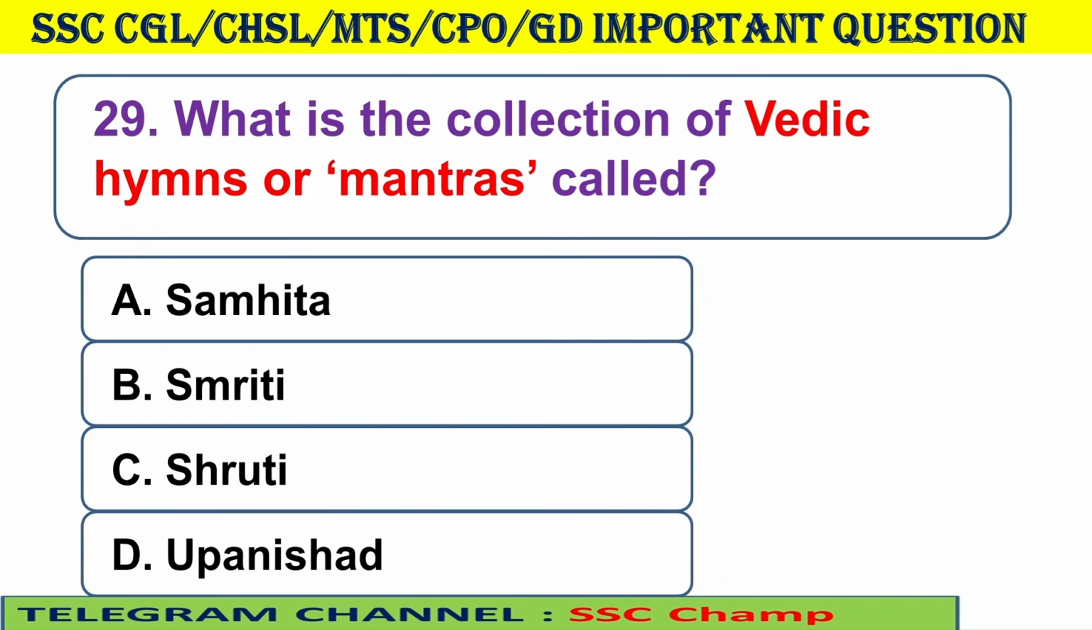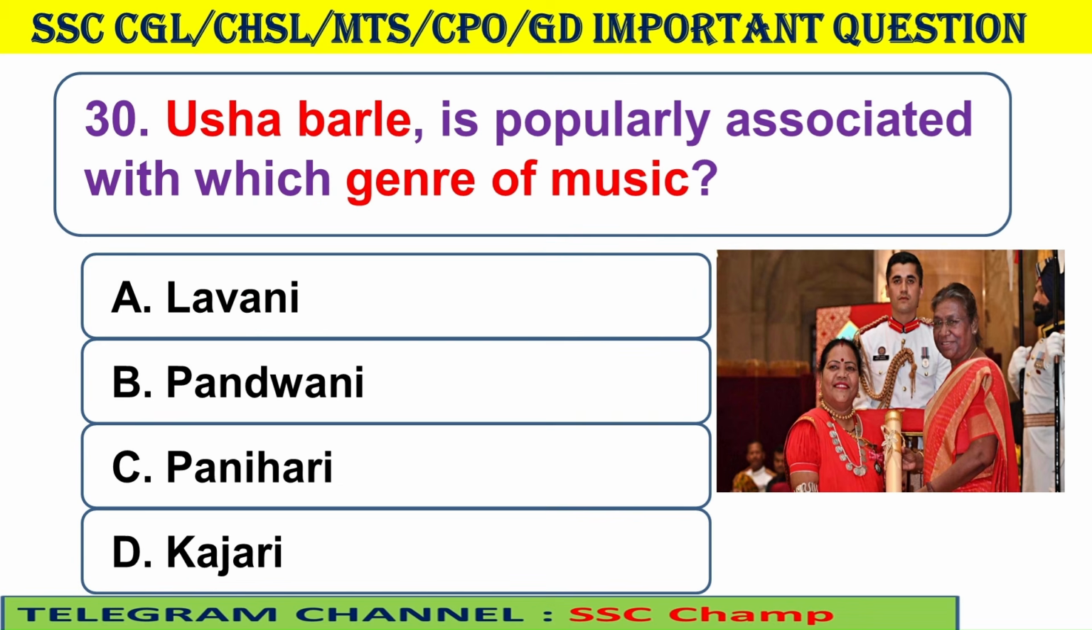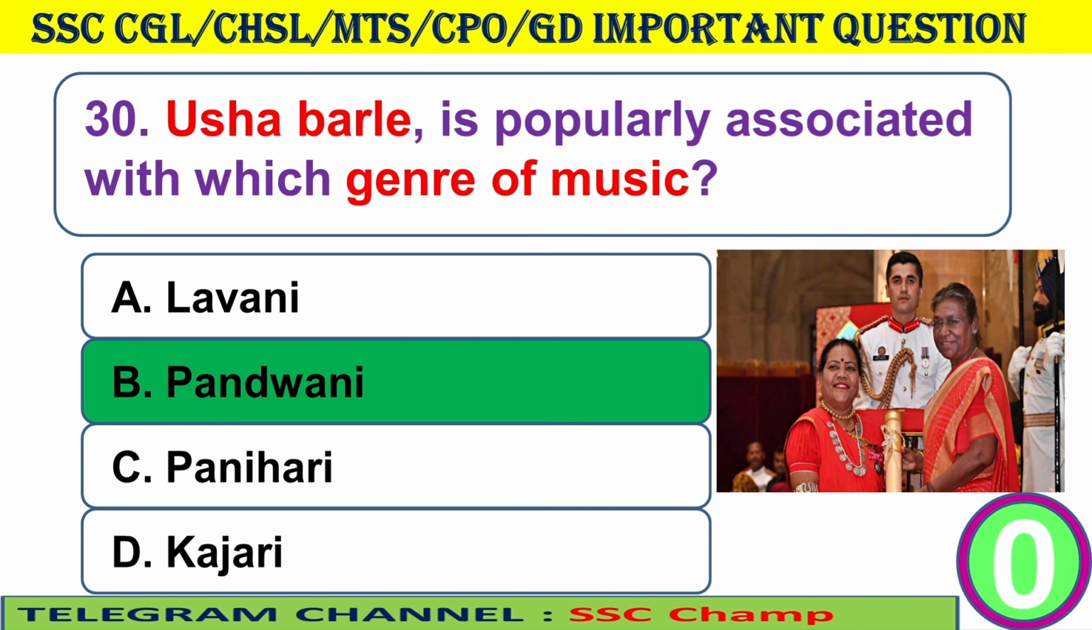What is the collection of Vedic hymn or mantras called? Option A, Samhita, Option B, Sriti, Option C, Shruti, Option D, Upanishad. Correct answer, Samhita. Usha Barle is popularly associated with which genre of music? Option A, Lavani, Option B, Pandavani, Option C, Panihari, Option D, Kajori. Correct answer, Pandavani.